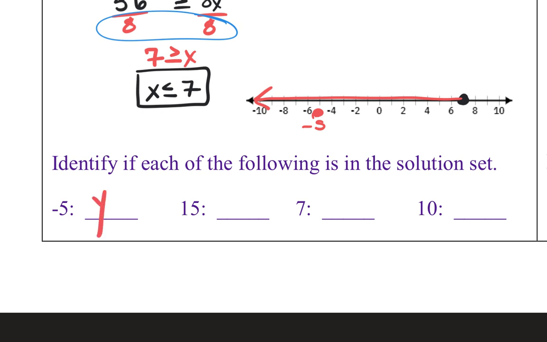All right, look at the next one, 15. 15 is going to be over here somewhere. Would it be in my solution set? No.